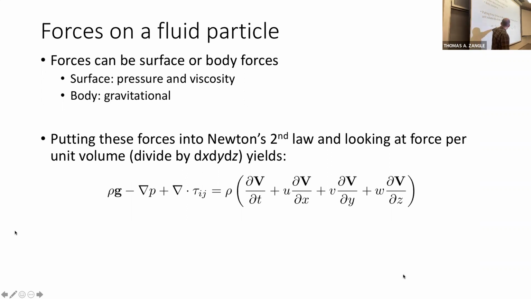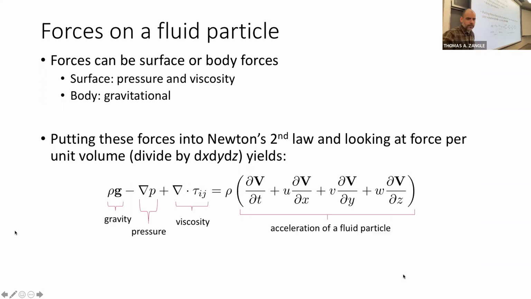Rho g minus grad p plus grad dot tau ij, and we're going to talk about this term, is equal to rho times the total derivative of velocity. So I just want to start, right? This is the influence of gravity. This is the force per unit volume due to gravity, force per unit volume due to pressure, force per unit volume due to viscosity. Again, this is brand new to you, so we're going to talk about this over the next couple slides. And this is the acceleration of a fluid particle.